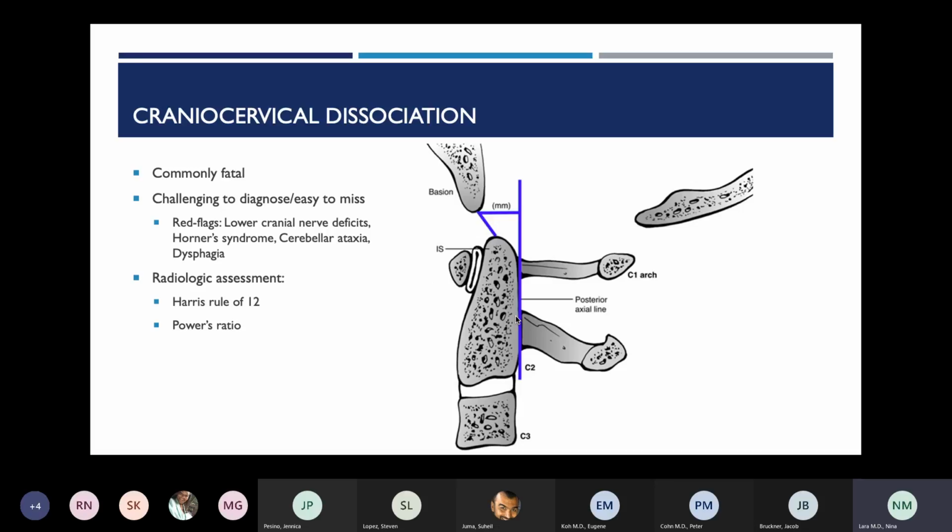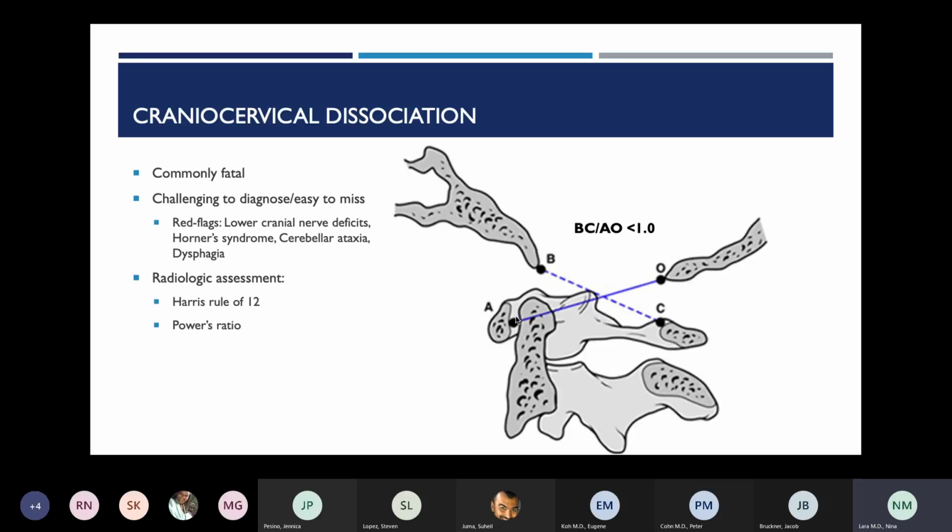The Harris rule of 12, we've talked about this before. You want to look at the basion-dens interval, or BDI, and then the basion-axial interval, or BAI, which here are starred. Each should be less than 12 millimeters. You also should look at the Powers ratio, which we calculate frequently, and that's the distance from the basion to the posterior arch divided by the anterior arch to the opisthion, and this should be less than 1.